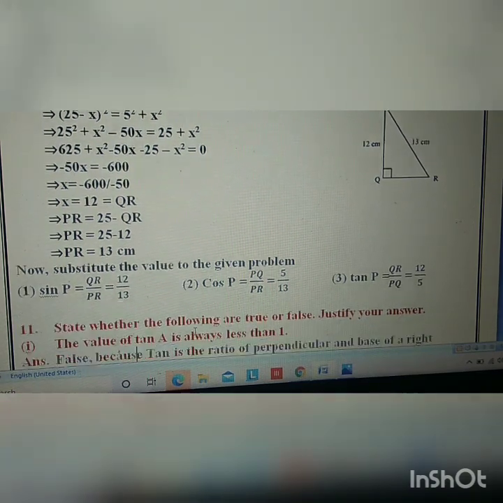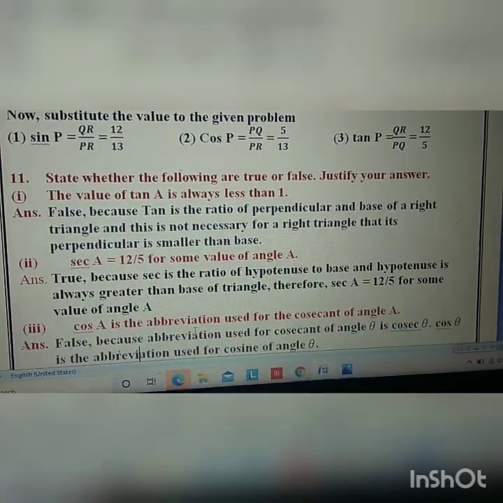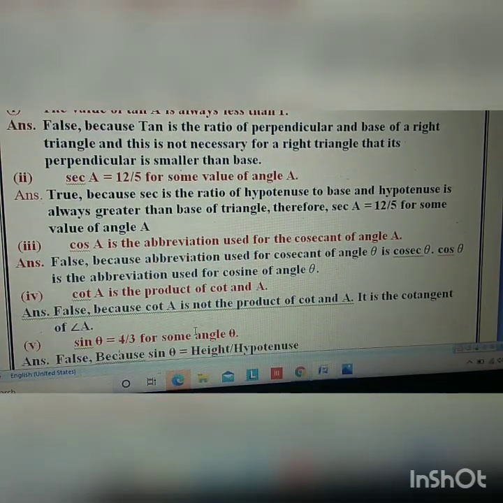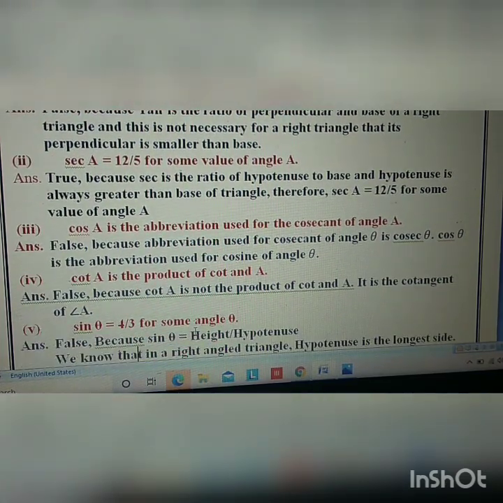Now let's move to question number 11, which is true false, and we have to justify whether it is true or false and why it's true and why it's false.